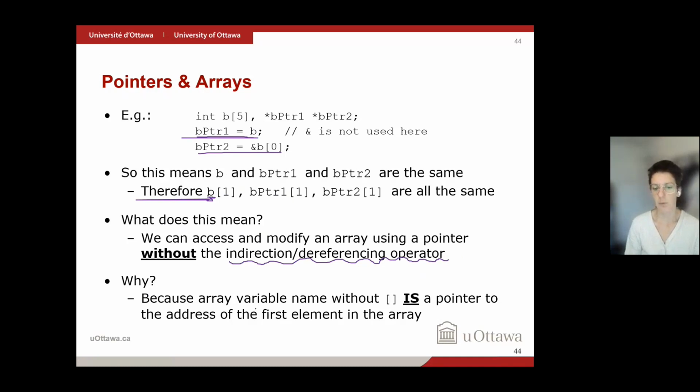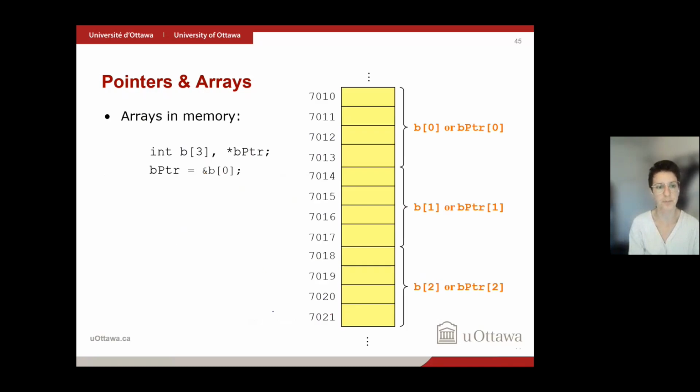Why is that? Again, it's because the array variable name without square brackets, so remember, without the square brackets, is a pointer to the address of the first element in the array. So here again, let's say B is an int type array and it's got a size of 3. And then we're going to have a pointer that we create, so star B pointer. So B0 or B pointer 0. This is the entire chunk of memory.